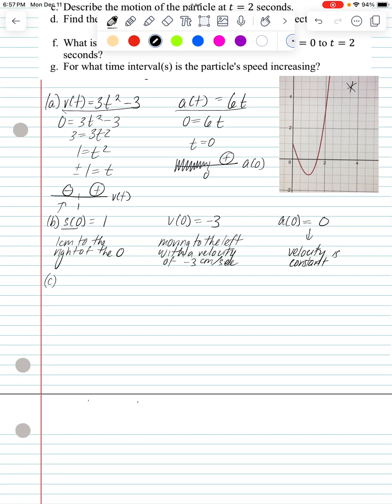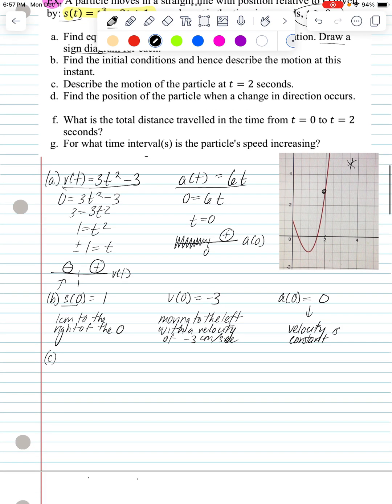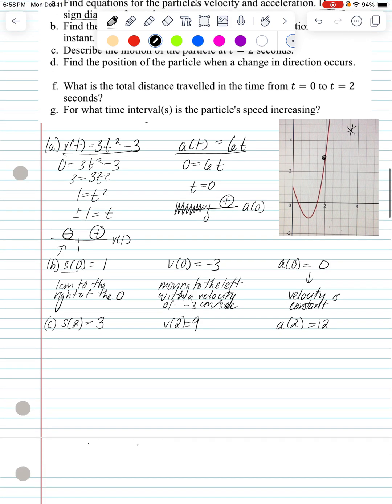So now let's go down to C. It's just expanding a little bit farther. It's saying describe the motion, but now at 2 seconds. So when we reach this position here, what is happening? So again, let's plug a 2 in. When you plug a 2 into the original function, you would get 3. When you plug a 2 into the velocity function, you're going to end up with a 9. And when you plug a 2 into the acceleration function, you're going to end up with a 12. So now we can do a little bit of analysis again. The position function is telling us that the particle is 3 centimeters to the right of the origin.